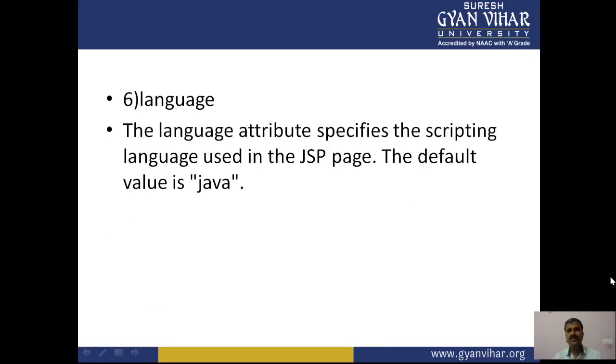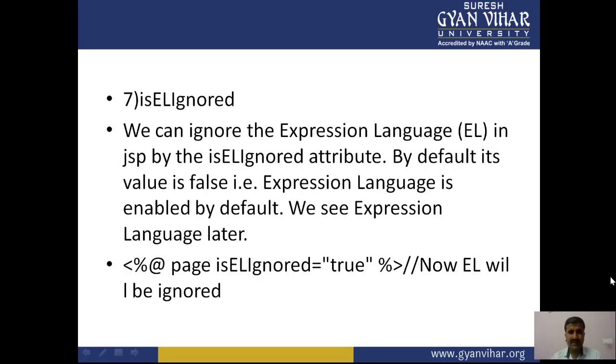The language attribute specifies the scripting language used in the JSP page. The default value is Java. Can we ignore the expression language? EL means expression language in JSP. By default, the isELIgnored attribute's value is false, i.e. expression language is enabled by default. We will see expression language later.